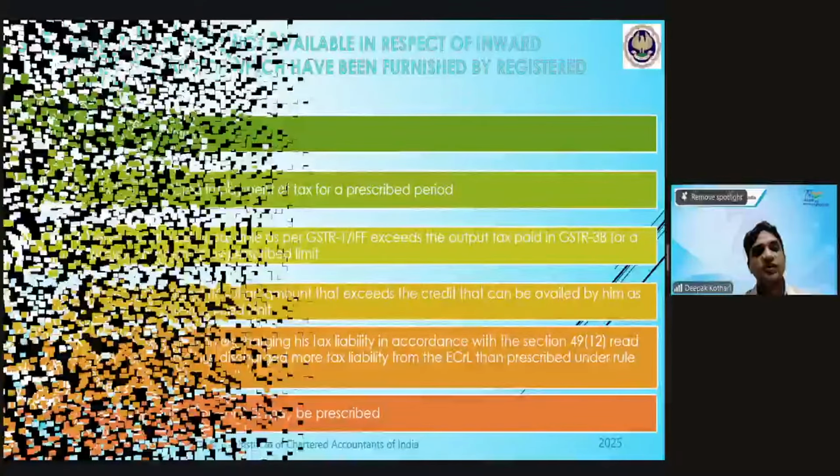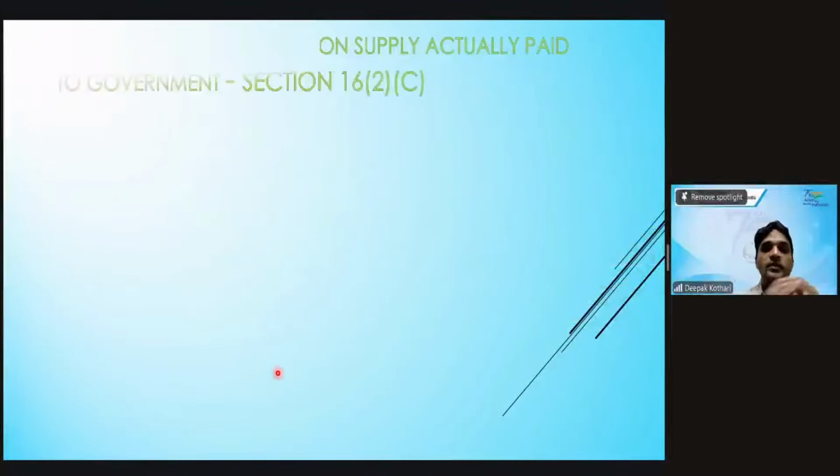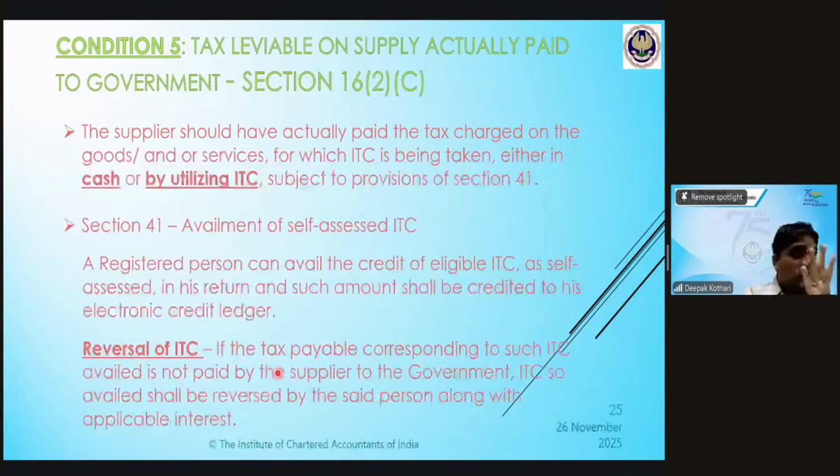Then tax leviable on the supply is actually paid to the government. The condition is that the supplier files his GSTR1, good. It will appear in your GSTR2B, correct. But if that person is only filing GSTR1 and is not paying taxes in GSTR3B, then there's a problem, right? Because the government on the one side is giving you the credit with the assurance that the supplier will pay the taxes to the government. But what if he doesn't pay? Then you are getting the credit simply.